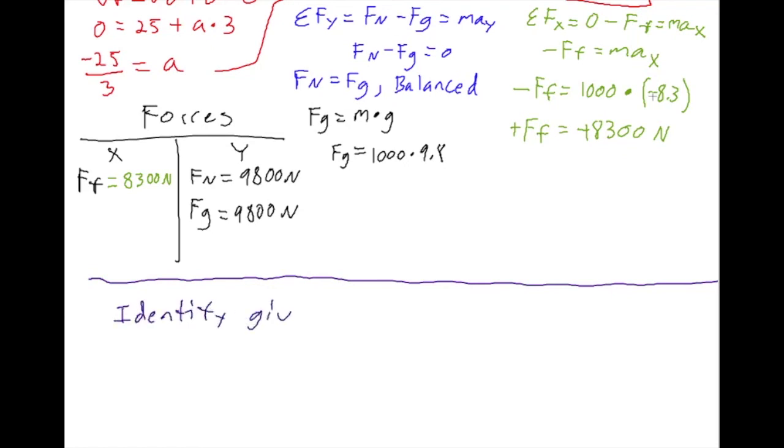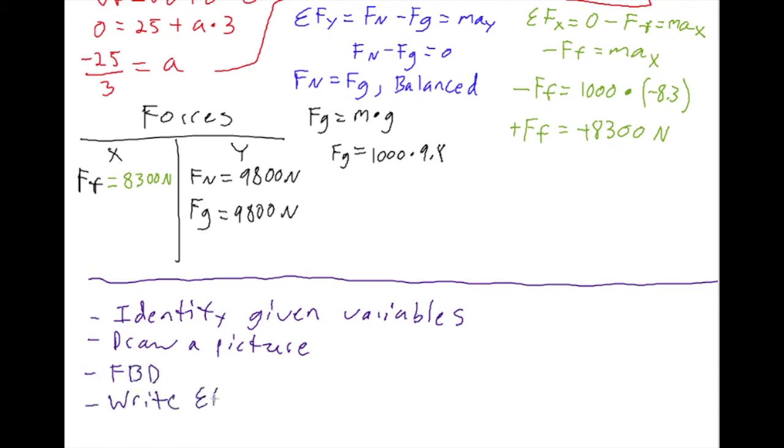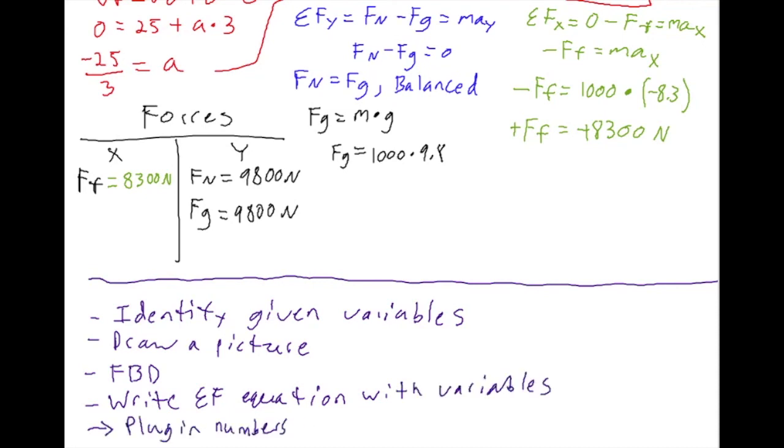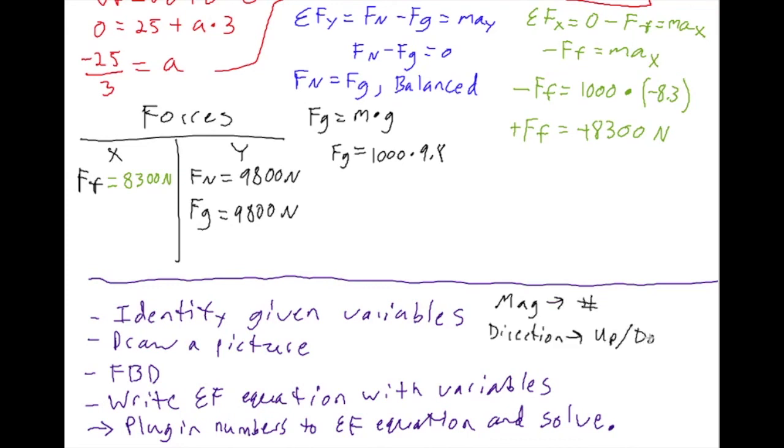Last little piece of advice that I have for you is that whenever you have a problem like this, always identify your given variables. And then from there, make sure that you draw your picture like we said before. After the picture should come the free body diagram. And then lastly, you should write your net force equation with the variables. Last step would just be to plug in your numbers into your net force equation and solve. Also, remember that magnitude is referring to a number and direction is referring to up, down, left, or right.